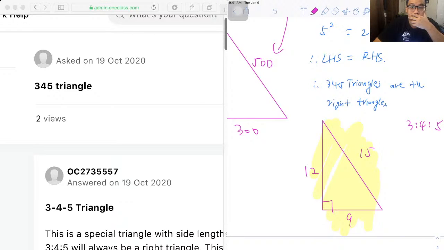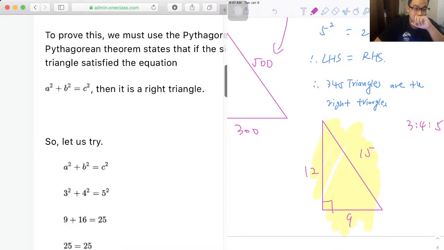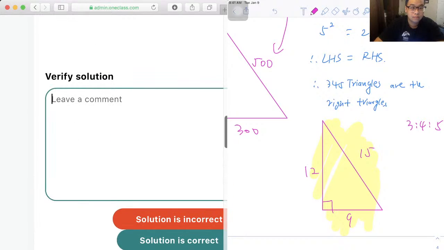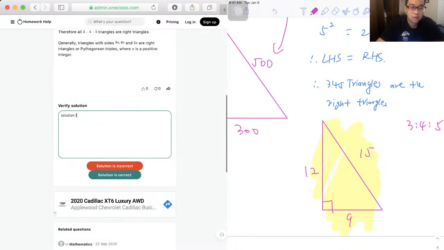Okay, so let's leave a comment. Solution is correct.